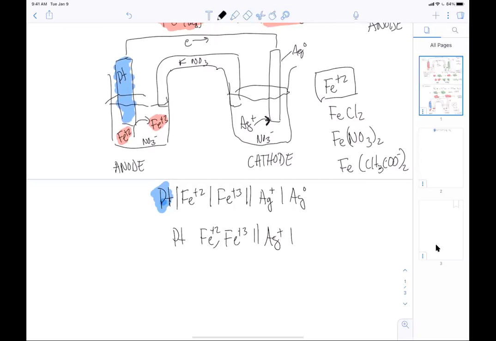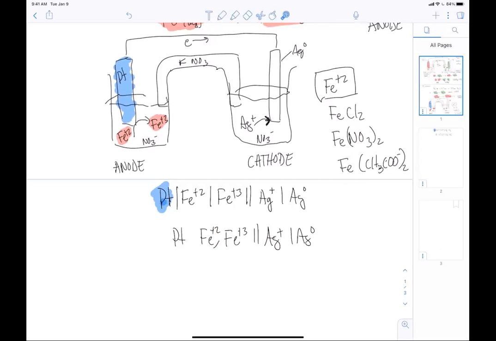Because they're both in the aqueous phase, right? And there's no phase boundary between them, except the platinum, which is solid. I think that's fine as well. If these are supposed to represent phase boundaries, maybe a comma is fine there.